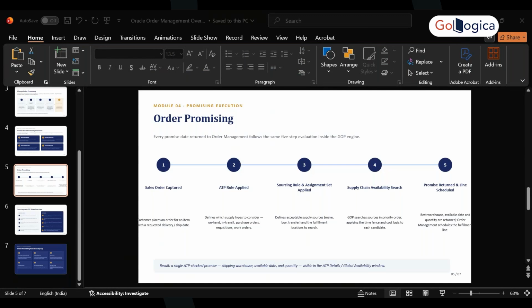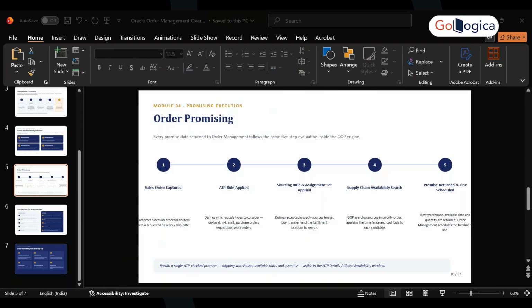Our first step is sales order capture, and the process begins when a customer places a sales order. The order can be entered through various channels such as the Oracle Order Management work area, self-service customer portal, e-commerce website, CRM applications, or an external integrated system. When the order is created, Oracle captures important information such as customer name, item number, ordered quantity, shipping organization, requested ship date or requested delivery date, shipping address, and business unit.